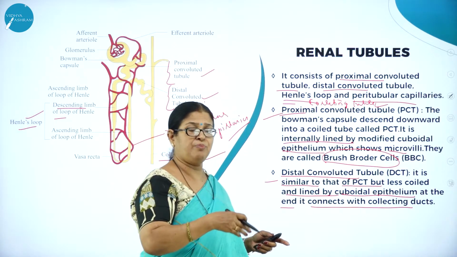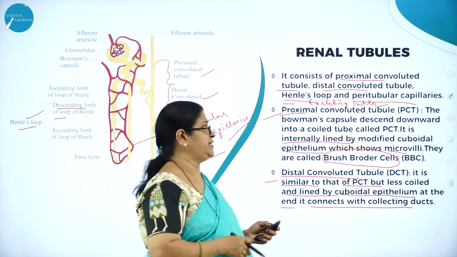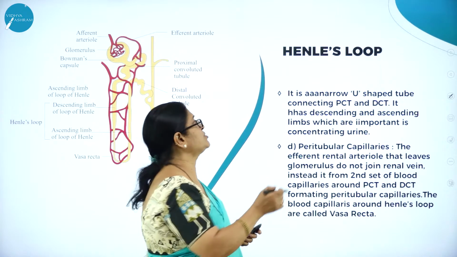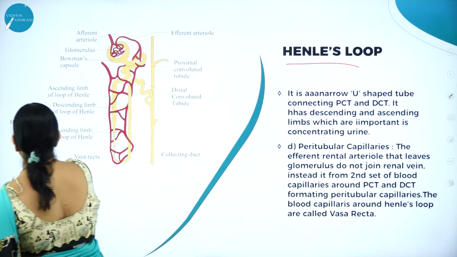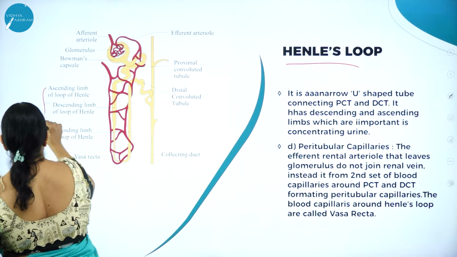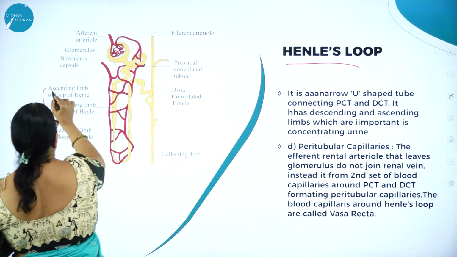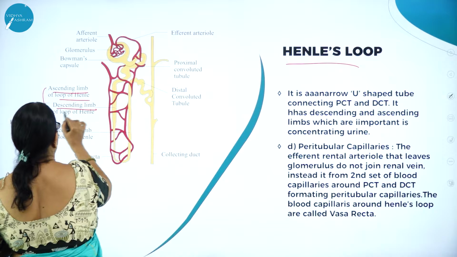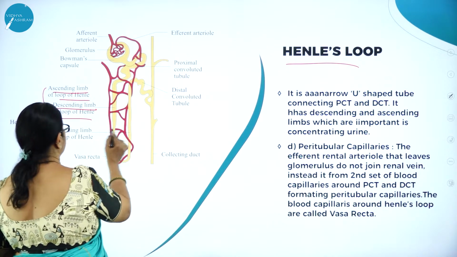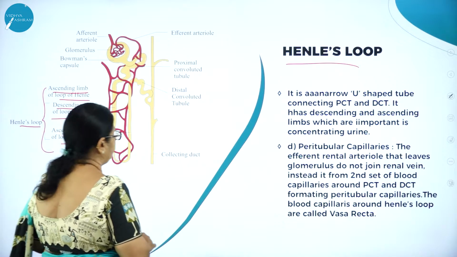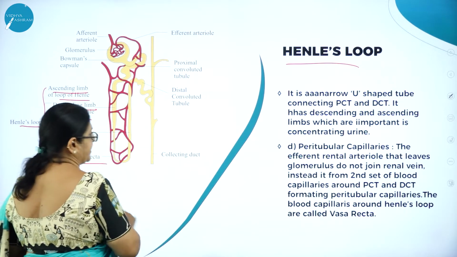PCT to Henle's loop to DCT. Then Henle's loop, here we can see the Henle's loop. So this particular part is called the Henle's loop. So ascending loop of Henle, descending loop of Henle. So here you can see on the other side also ascending limb of Henle. And here you can see the vasa recta.